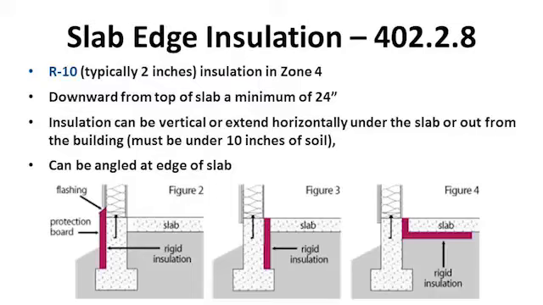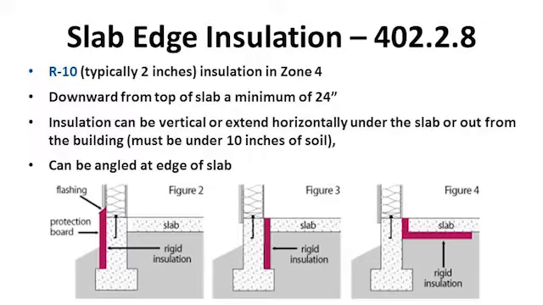Now let's take a look at slab edge insulation. We require R10 in Kentucky. That's typically 2 inches of extruded polystyrene at R5 per inch. So that's for climate zone 4. That insulation has to go downward from the top of the slab a minimum of 24 inches. The insulation can be vertical or extend horizontally under the slab or out from the building, but must be under 10 inches of soil.